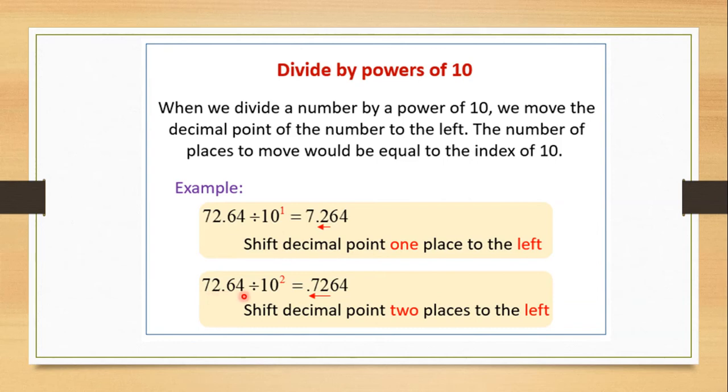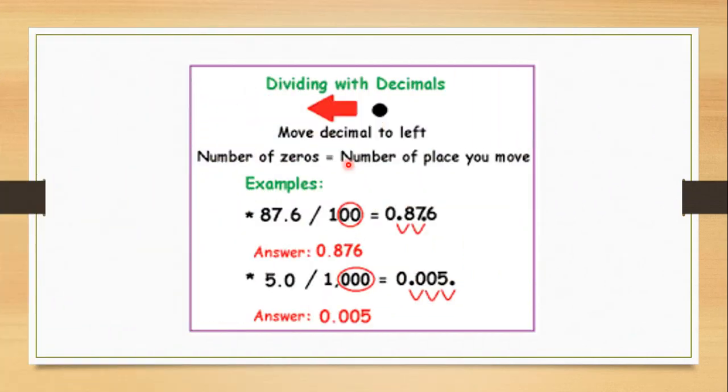Now the second example, 72.64 divided by 10 raised to the 2. 10 raised to the 2 means what? 100. So how many zeros will we have? 2. That many places you will shift to the left. First the decimal was here. Now count 2 digits from the right to the left, 1 and 2, and place the decimal. So this would be your answer, 0.7264.